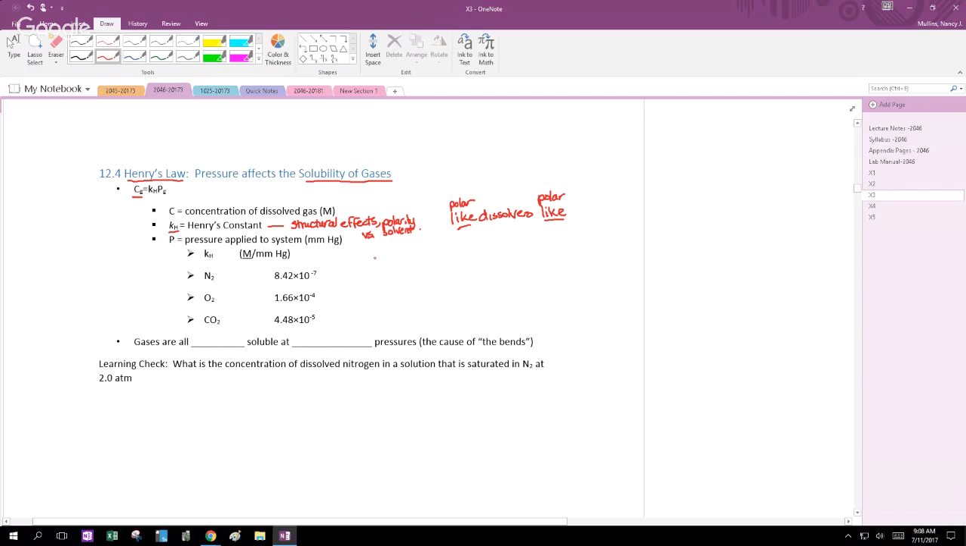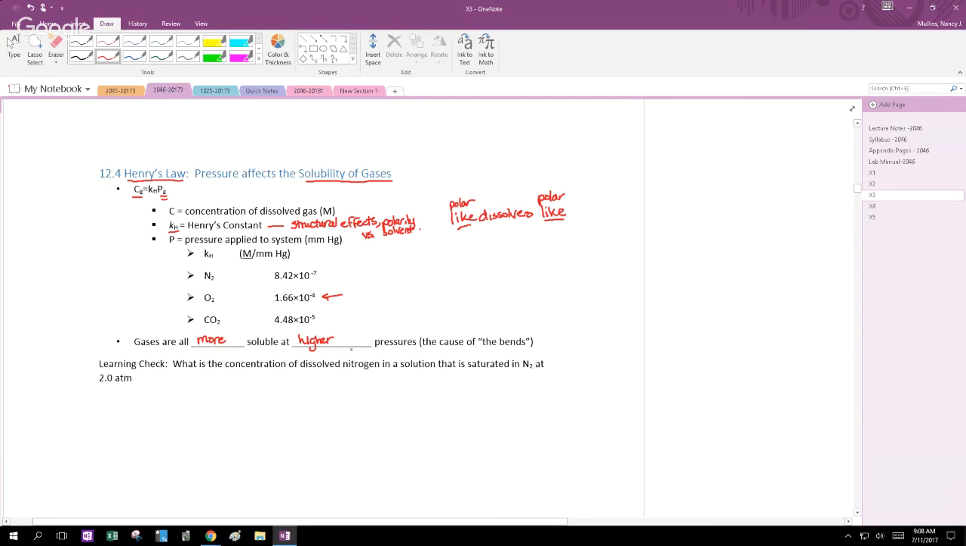And so since we're talking about the solubility of gases in solution in water, then Henry's law is talking about that. It says that whatever the pressure is that you apply, it's going to create an increased concentration. Some gases are more soluble than others. You can see, for example, that oxygen is much more soluble than nitrogen or CO2. But in all cases, gases are all more soluble at higher pressures.